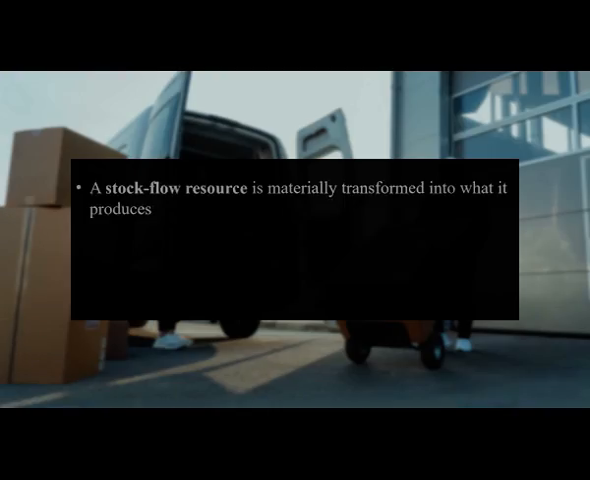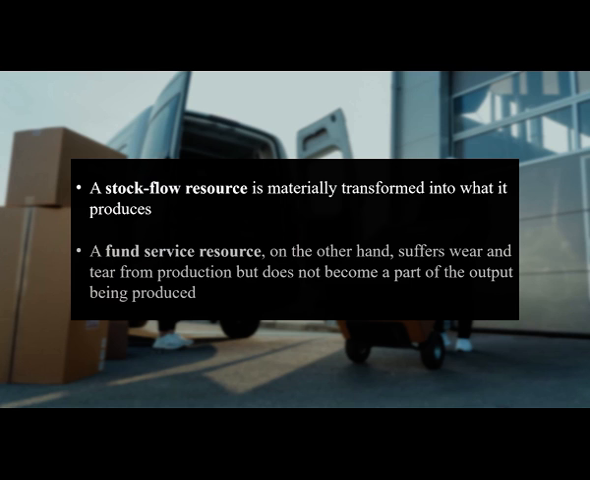When we talk about stock-flow resources, that is the first concept, a stock-flow resource is materially transformed into what it produces, while a fund-service resource is what suffers wear and tear from production but does not become a part of the output being produced. The distinction between these two types of resource can be understood, for example, with timber from the forest.